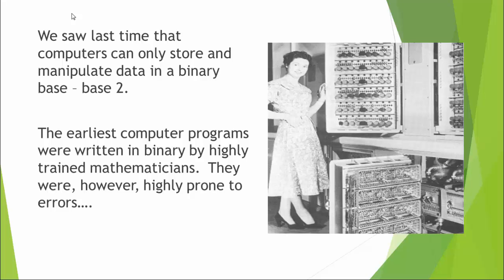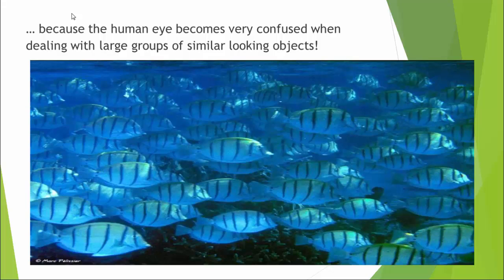The earliest computer programs were written in binary, if you can imagine this. Imagine highly trained mathematicians inputting zeros and ones. But these skilled individuals made lots and lots of mistakes. And the reason why is a phenomenon called confusion camouflage. The human eye becomes confused when it looks at large groups of similar looking objects. So when confronted with lots of zeros and ones, mistakes happen.